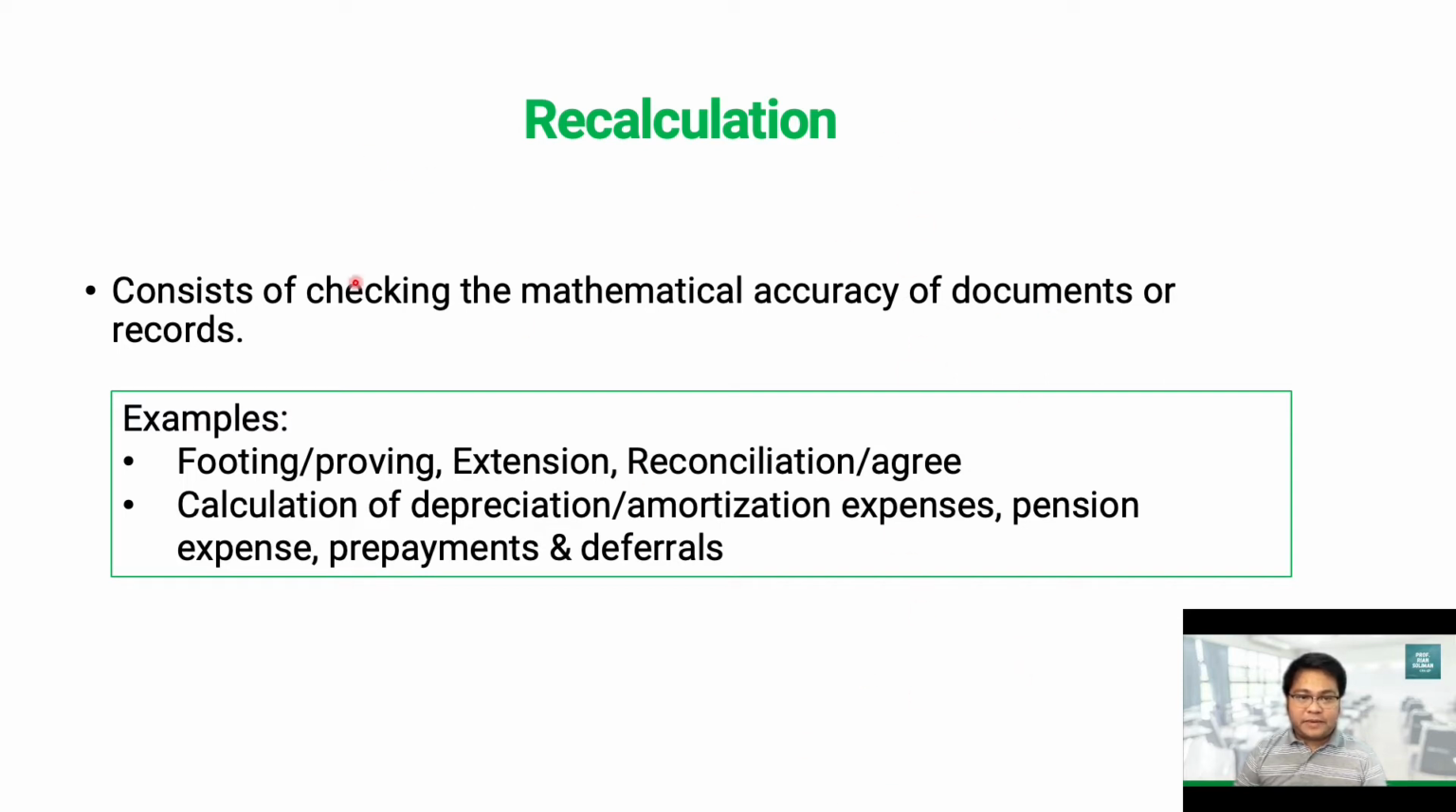Now, for example, expenses. There's expense 1 to expense 20. So you want to check the total, whether the amount reflected in the schedule is correct. So that is footing or proving.